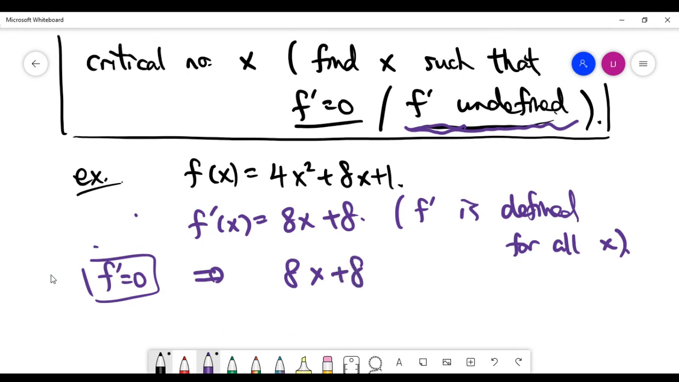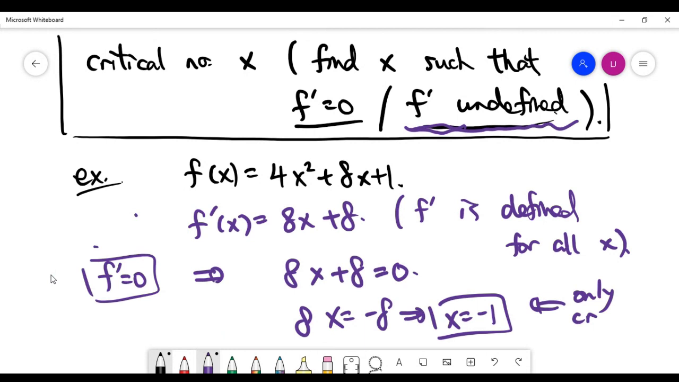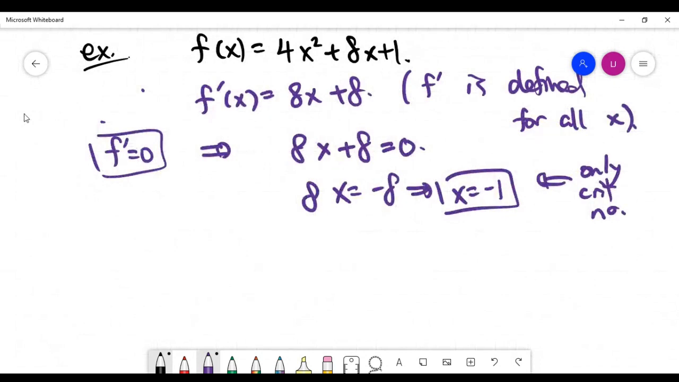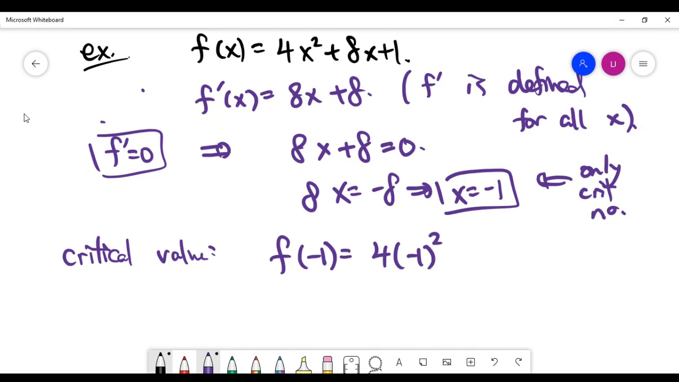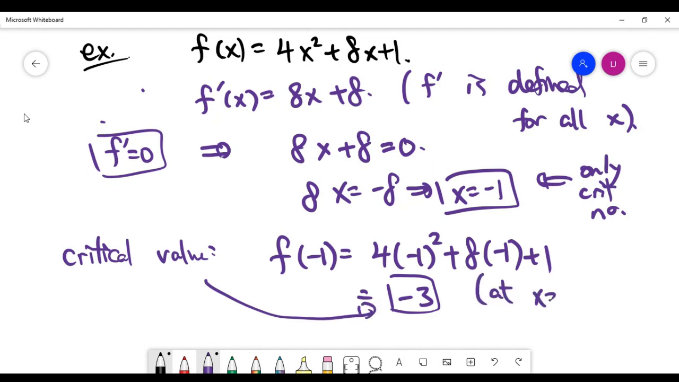8 times x plus 8 equals 0. And you can solve this, and x is actually minus 1. And this is the only critical number for this problem. And in the case that I'm asking you to find the critical value, critical value means you need to do the evaluation of the function f at the critical number. So you need to evaluate it, and 4 times minus 1 squared plus 8 times minus 1 plus 1. And actually the answer is minus 3. So it is a critical value at the point x equals -1.